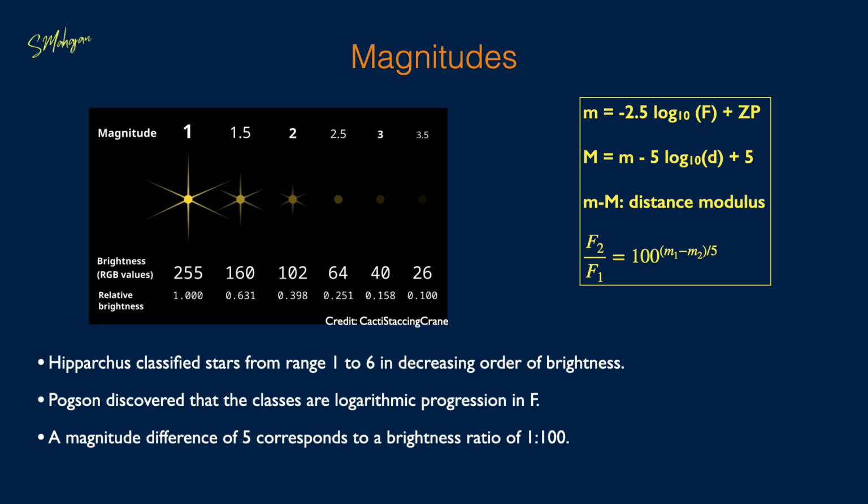The magnitude measured directly from the flux obtained from an object is called its apparent magnitude, represented by the letter small m. Using the inverse square law, astronomers assign an absolute magnitude, capital M, to every star as well. This is defined as the apparent magnitude of a star if it were located at a distance of 10 parsec from us.